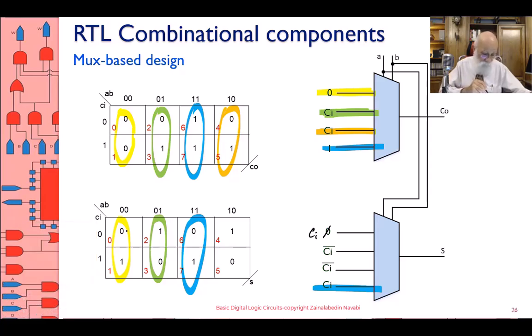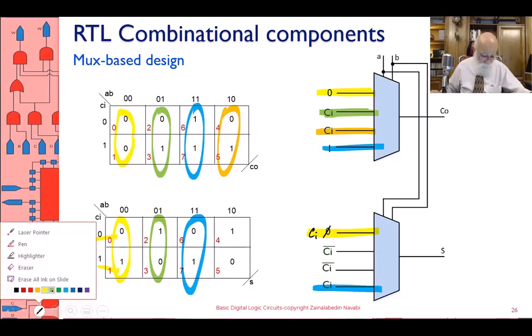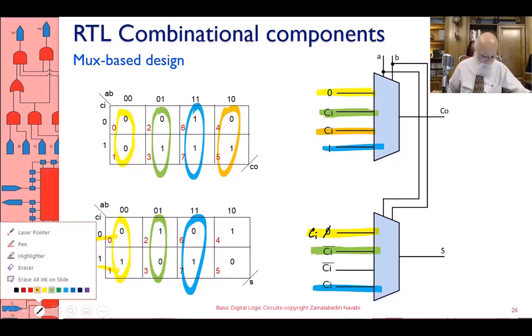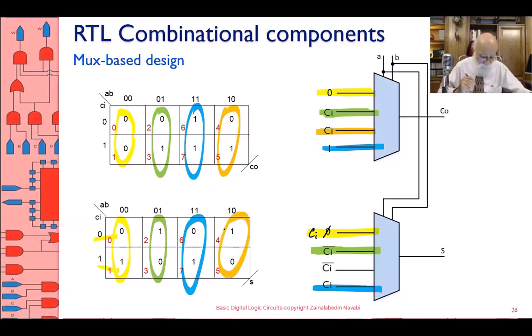For the 0, 0 column, CI being 0, the Karnaugh map is 0; CI 1, the Karnaugh map is 1, and therefore CI connects to this. The next one, that is the green column. This is the complement of CI. The orange one is this one here. That again is the complement of CI. CI 0, this is 1. CI 1, this is 0. That means the complement of CI connects to this.